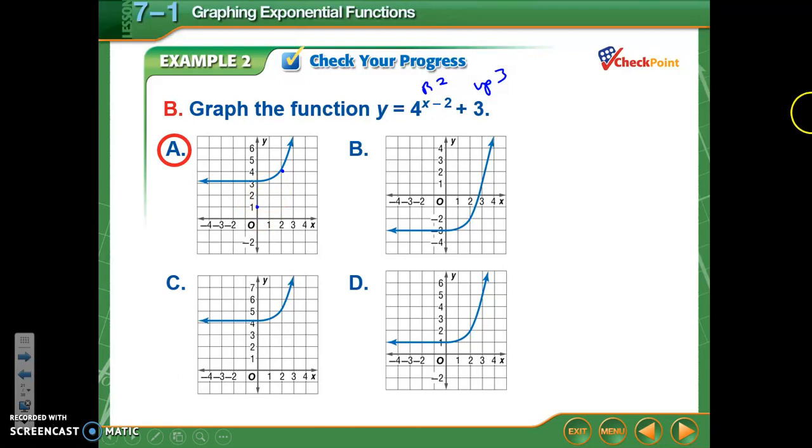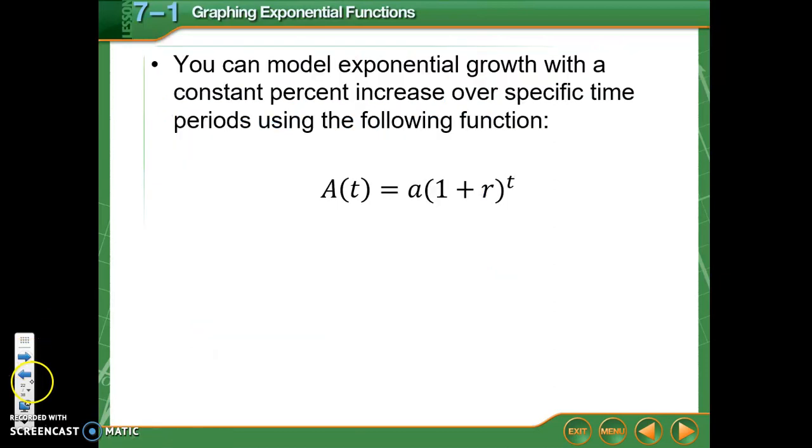Sometimes it helps me to think about, okay, in the original function, 4 to the x, the point 0, 1 would have been my y-intercept, right? Well, this is the graph, part A, where it got moved up 1, 2, 3 points, and to the right 2 units. So it went up 3 and to the right 2. So that helps you identify the graph.